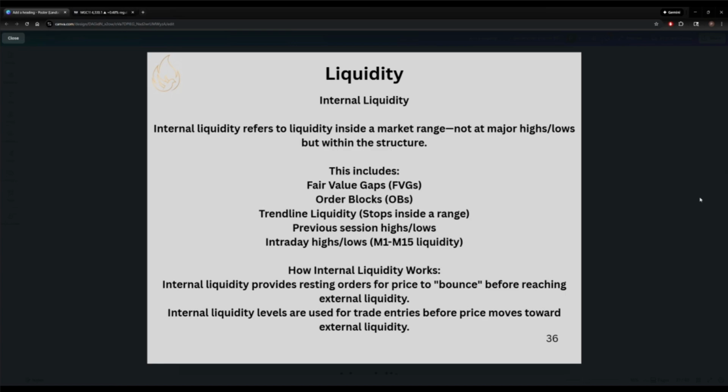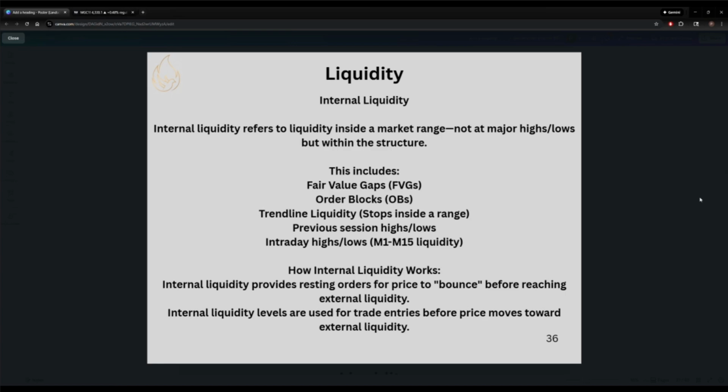So internal liquidity refers to liquidity inside a market range, not major highs and lows, but within structure. So this includes fair value gaps, order blocks, trendline liquidity, previous session highs and lows, and intraday highs and lows. How internal liquidity works is that it provides resting orders for price to balance before reaching external liquidity.